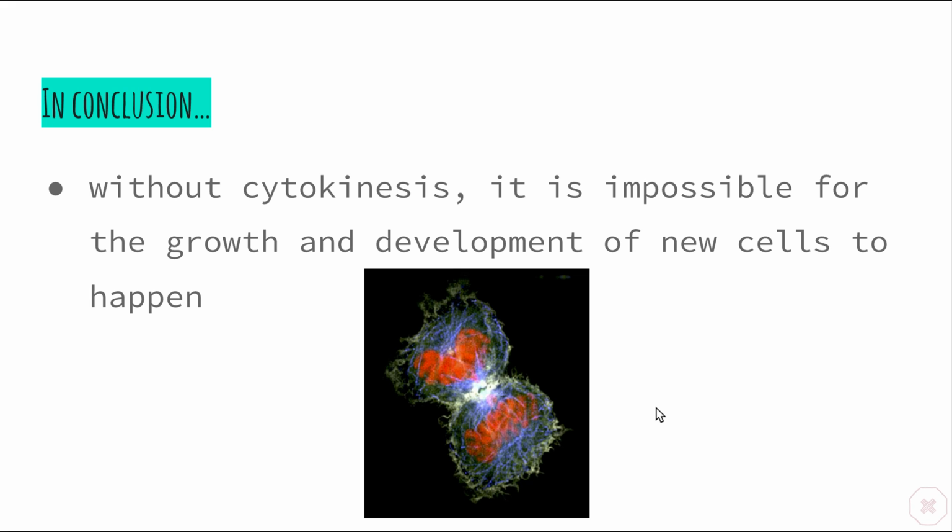So in conclusion, we need to explain why we need it. So we can put that into one simple sentence. Without cytokinesis, it is impossible for the growth and development of new cells to happen. So cytokinesis is that final part where the two new daughter cells are created. So without it, we wouldn't be able to have growth. We wouldn't be able to have the repair and replacement of damaged and dead cells.